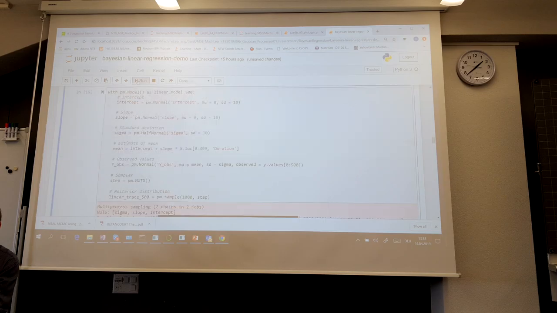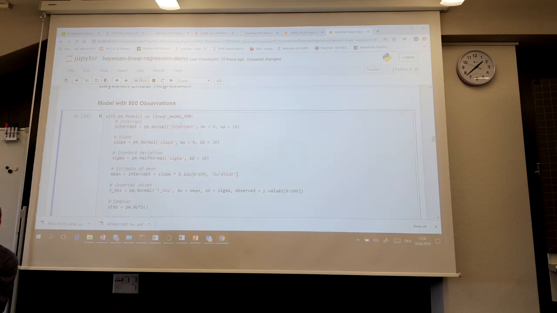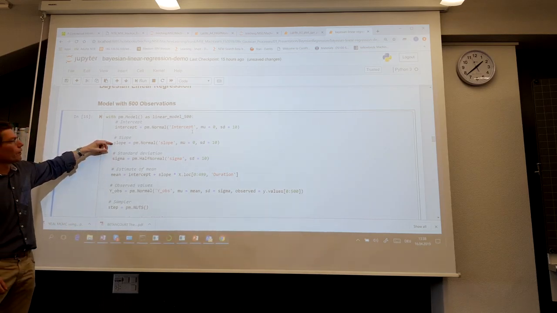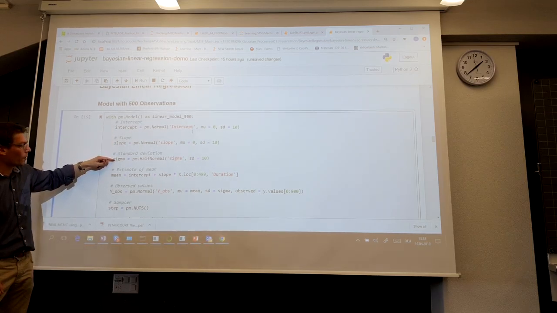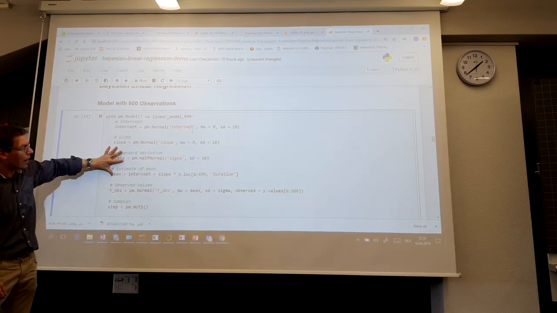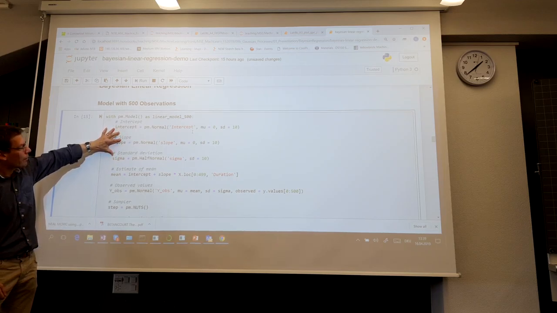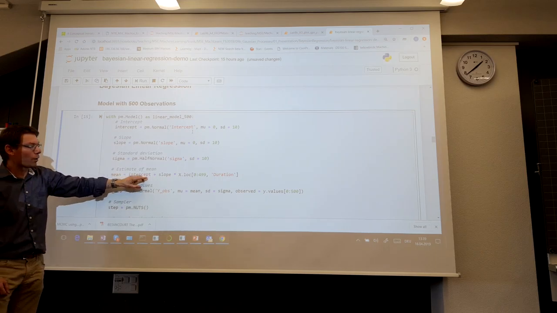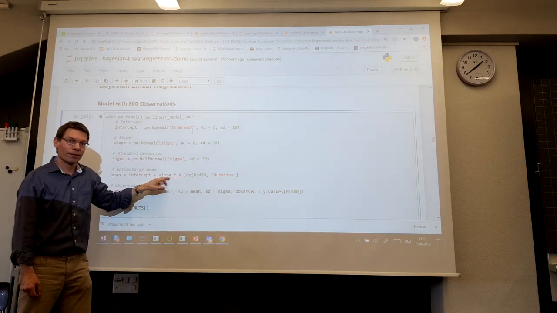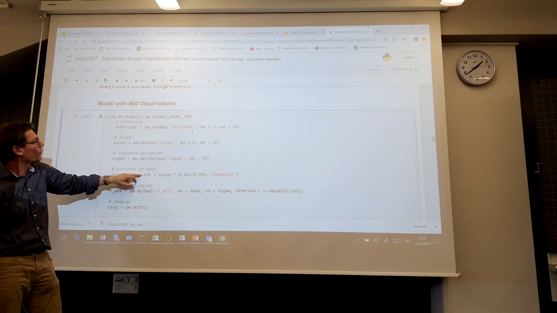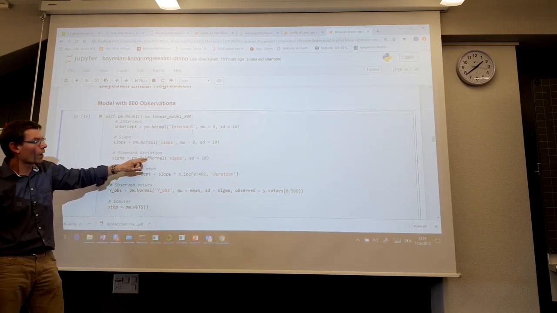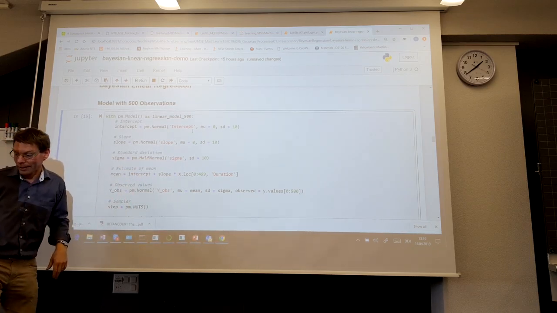Now we do a different thing. We make a model which consists of prior information for the intercept, the slope, the sigma, the mean. These are all prior information, and this is the model we have: intercept plus slope times x. But this intercept is a distribution. It's a normal distribution. Slope is a normal distribution. Sigma is a half normal distribution.